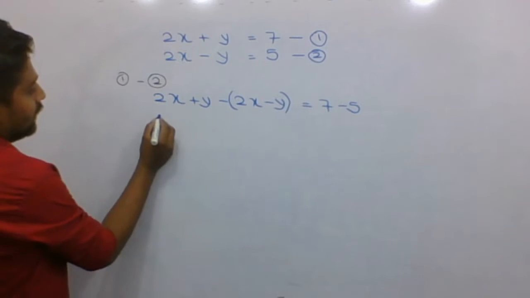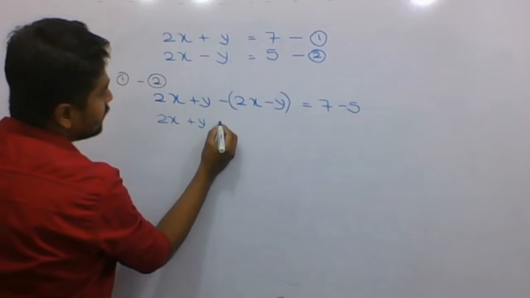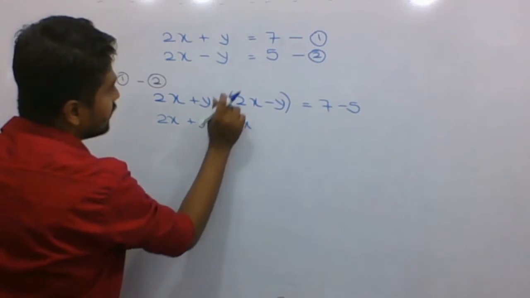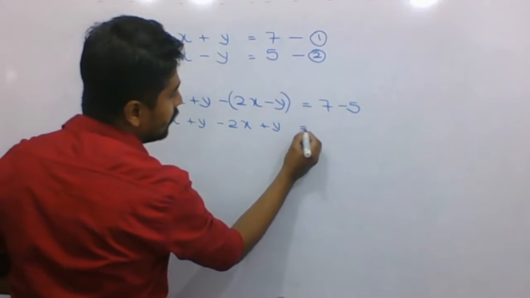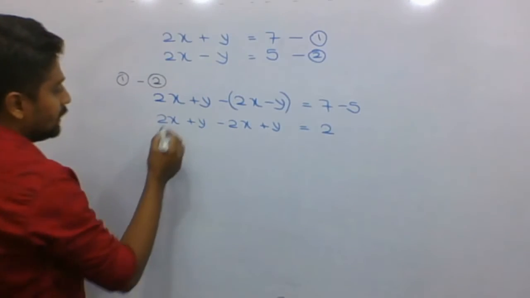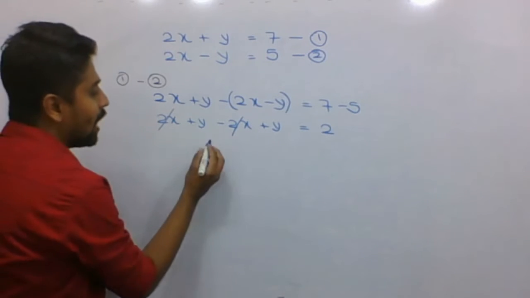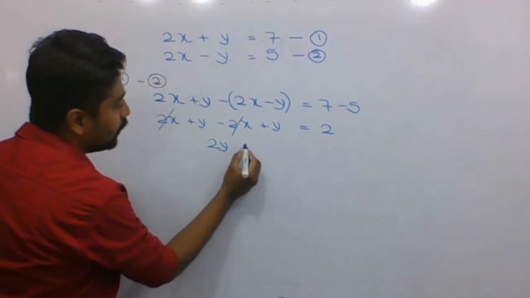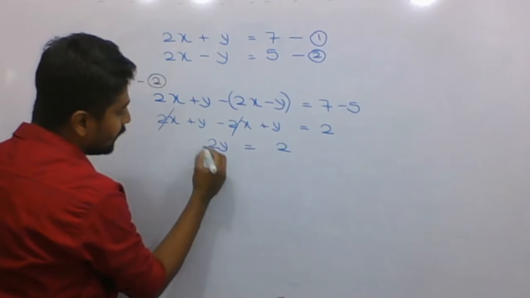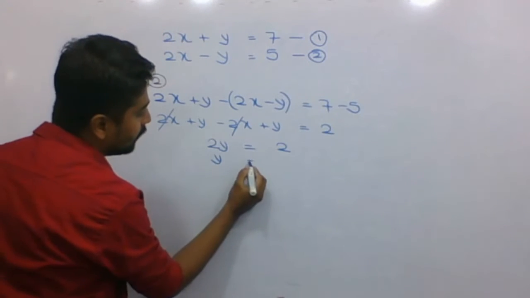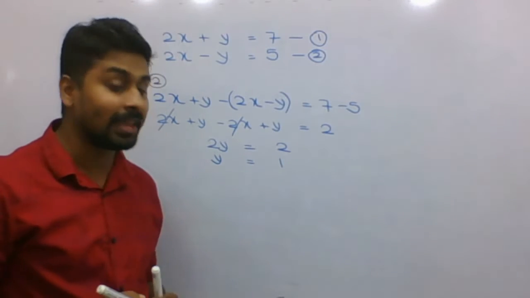Then after that, 2x plus y, minus into plus, minus 2x, minus into minus, plus. Minus into minus multiply becomes plus. Here this is 2. Then 2x minus 2x cancel. What is remaining? Plus y. This becomes 2y. It is equal to 2. Divide both sides by 2. Then y equals 1. So we know that the y value is 1.